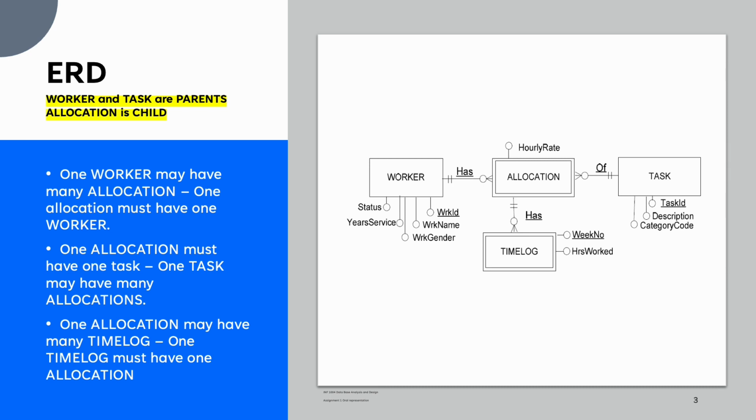If we go further down, one allocation must have one task, and one task may have many allocations. Below that we have the time log table. One allocation may have many time logs, and one time log must have one allocation, so again it is one-to-many and many-to-one. This ERD is the main component; without it, it is impossible to answer questions such as the drop table queries.